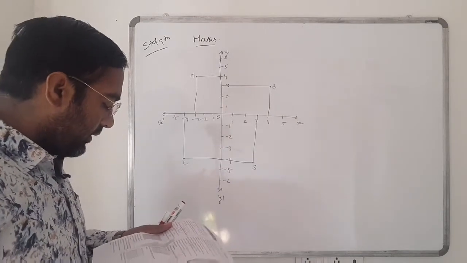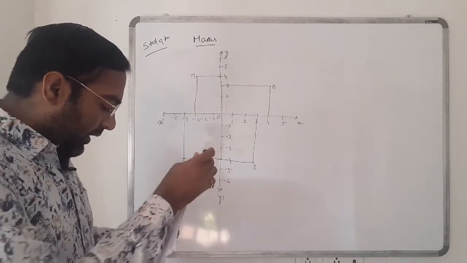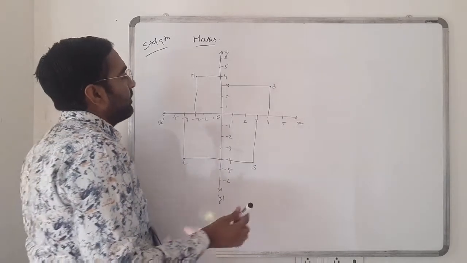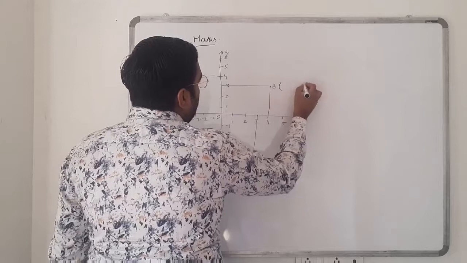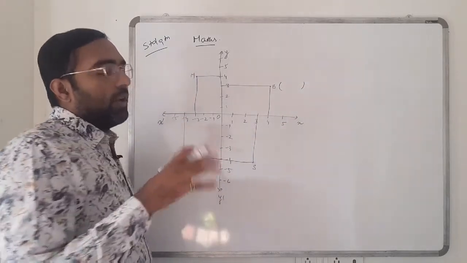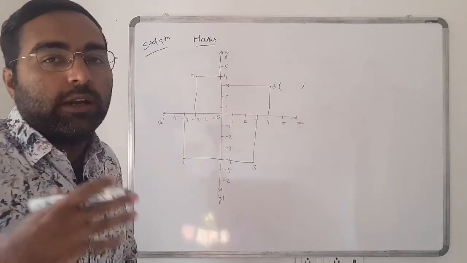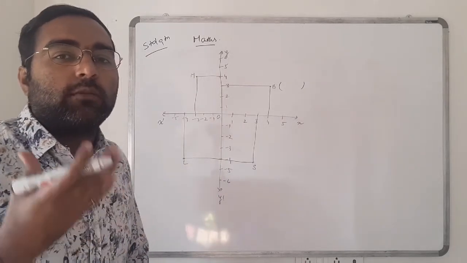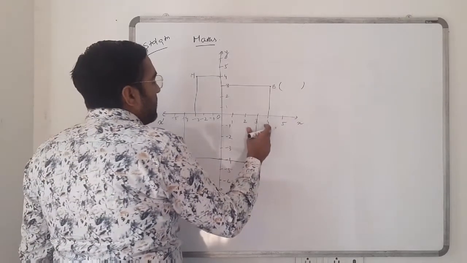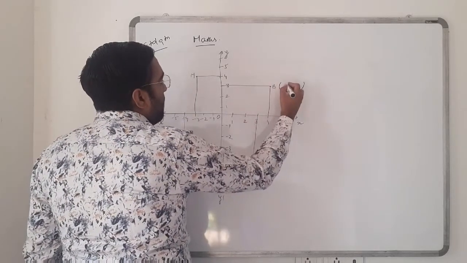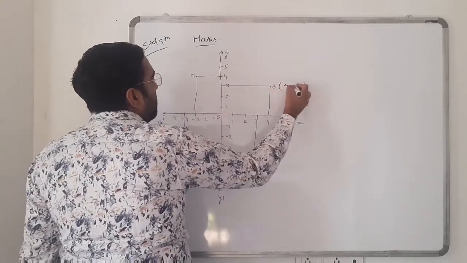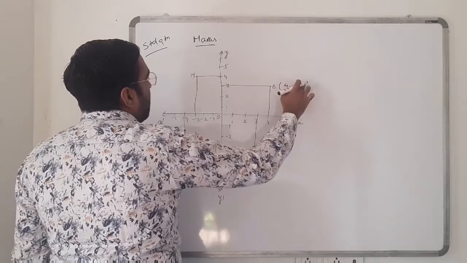What is the question? What are the coordinates of B? So for the coordinates of B, for any coordinates we should always take the value of x first. On the x-axis it lies on 4, and then on the y-axis it lies on 3. So your coordinates are 4, 3.